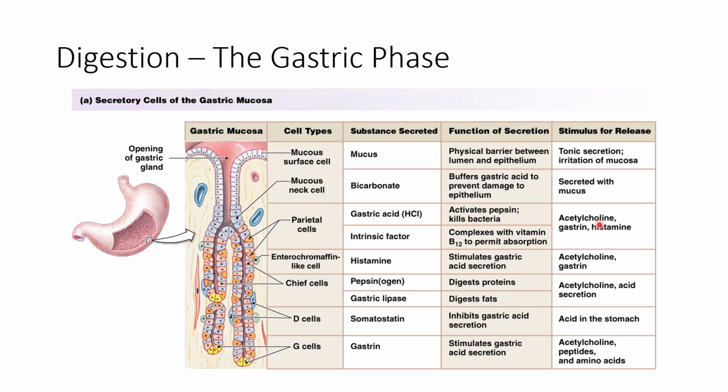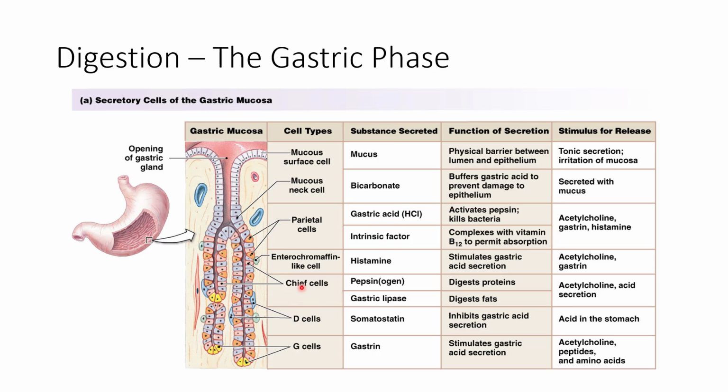It gets triggered by acetylcholine, which gets released by our parasympathetic and our enteric neurons. And it can also be triggered by the binding of gastrin or histamine to receptors on the parietal cells. Histamine is secreted by our ECL cells. Histamine, again, triggers the release of gastric acid.